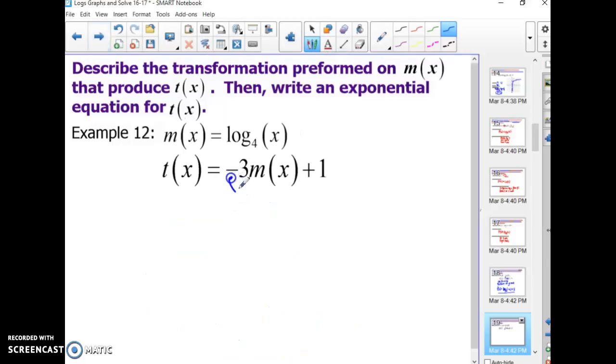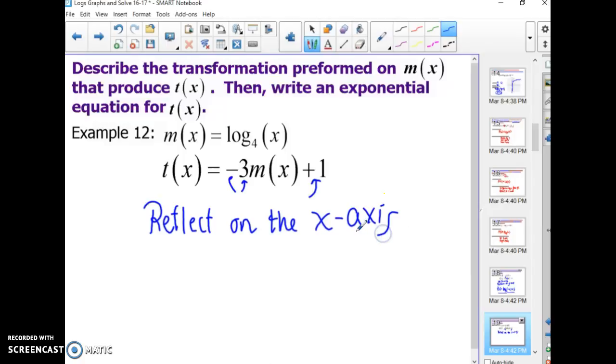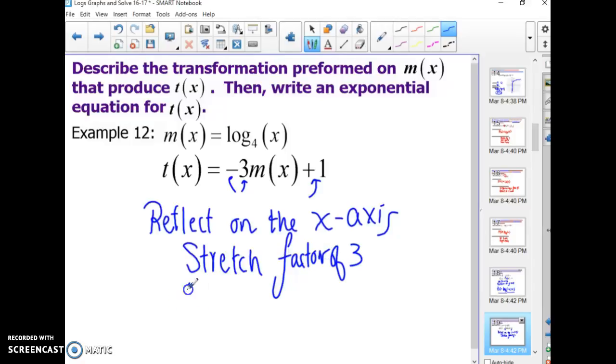The next one, I need to describe the transformation. I've got 1, 2, 3. So the negative is going to make it reflect on the x-axis because it's out front. The 3 is going to make it stretch by a factor of 3. And last but not least, you're going to move up 1 unit.